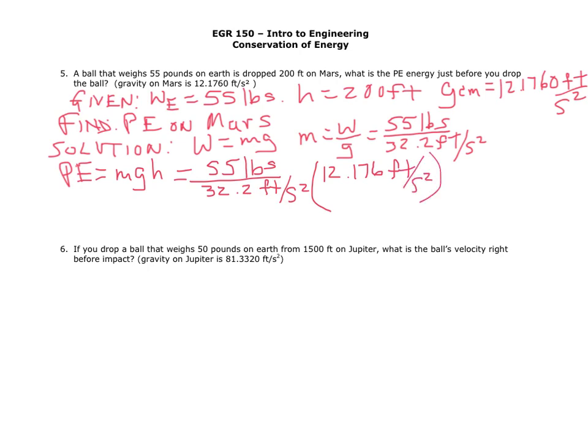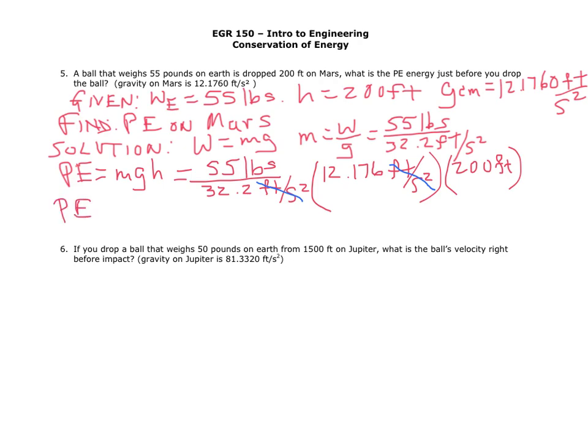Now notice the gravity on Mars is much smaller than Earth. So what does that tell you? That tells you that the mass of Mars is smaller than Earth, times the height of 200 feet. Okay, now what we've got here, you'll notice that these units cancel out. So all we're left with is foot-pounds, and that's what we want. Potential energy in the English system will be in foot-pounds. So that's good. So now let's calculate it.